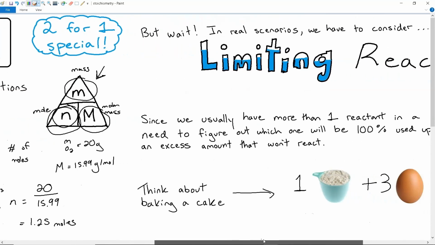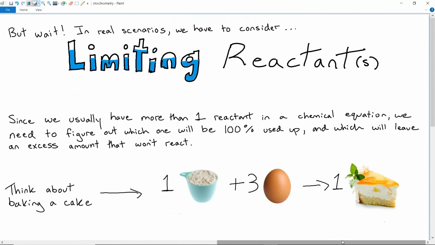But we do have to consider what I alluded to earlier, which is the idea of a limiting reactant. Because this is going to be a much more realistic situation where I have two varying amounts of reactant, because a lot of reactions have more than one reactant. And the amount of product that I create is going to be dependent on only one of those reactants. So we need to figure out which one of those is going to be 100% used up and which will leave an excess amount that won't react.